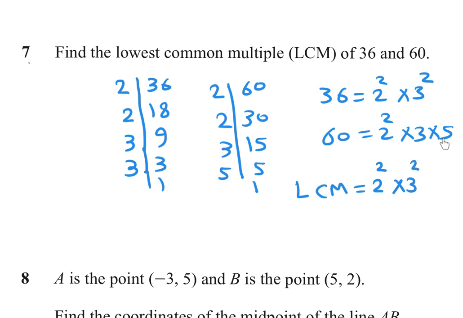And we have 5, and there is no other 5, so we take 5, because we take all the factors. Now multiply them. What is the answer? 180. Or you can find the multiples of 60 and multiples of 36, then find the first common one between them.